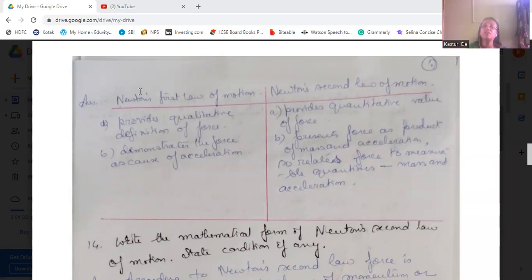In the first law, force is required to start, to produce, acceleration. But the second law presents force as the product of the mass and the acceleration. So it relates force to measurable quantities, that is mass and acceleration. That's why it's called quantitative.